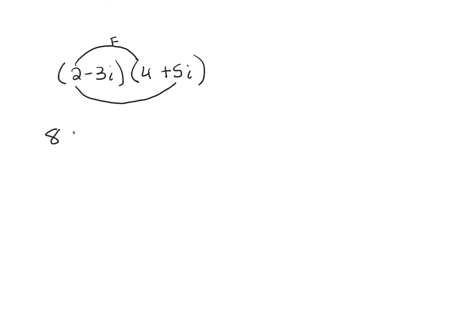All right, now let's multiply complex numbers. So 2 minus 3i times 4 plus 5i. So what does this look like? It looks like two binomials, so we have to FOIL them. All right, so here's first. 2 times 4 is 8. Outside, 2 times 5i is 10i. Inside, negative 3i times 4, so negative 12i. And then last, negative 3i times 5i would be minus 15i squared.